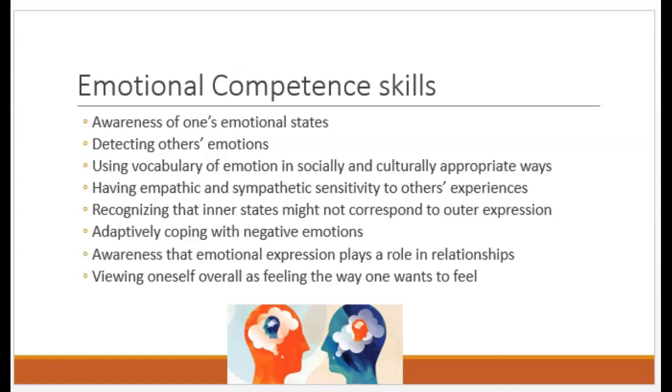First is an awareness of one's own emotional states, such as being able to tell the difference between whether one feels sad or anxious. Another is detecting others' emotions, such as understanding when a person is sad rather than afraid. Using vocabulary of emotion in socially and culturally appropriate ways so that people know what they're talking about. Having empathetic and sympathetic sensitivity to others' experiences, such as being sensitive to other people when they are feeling distressed.